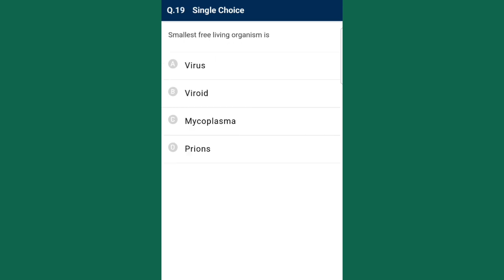Question number 19. Smallest free living organism is? The prokaryotic cell is represented by bacteria, blue-green algae, PPLO, pleuropneumonia-like organism. Mycoplasma is the smallest, simplest living organism capable of autonomous growth and reproduction. So the answer is option C, Mycoplasma.